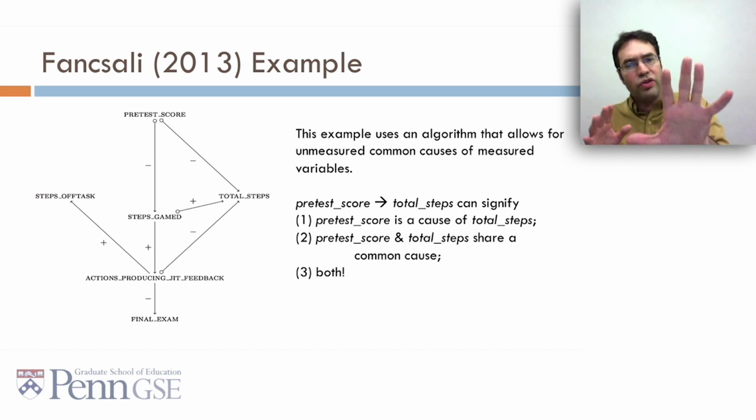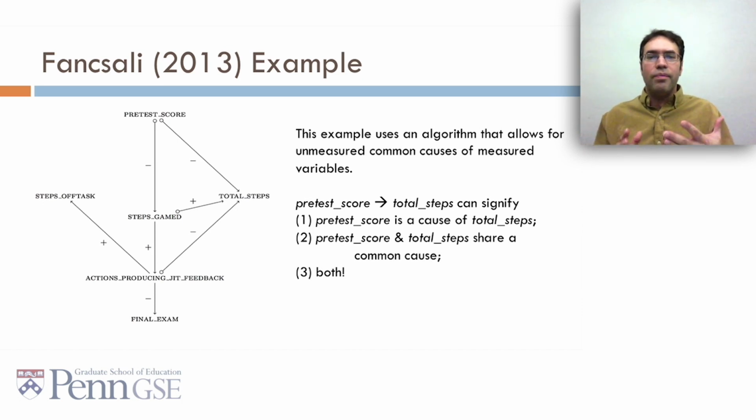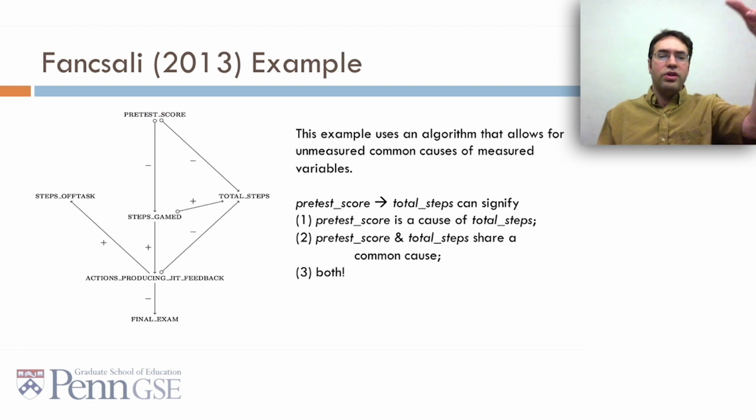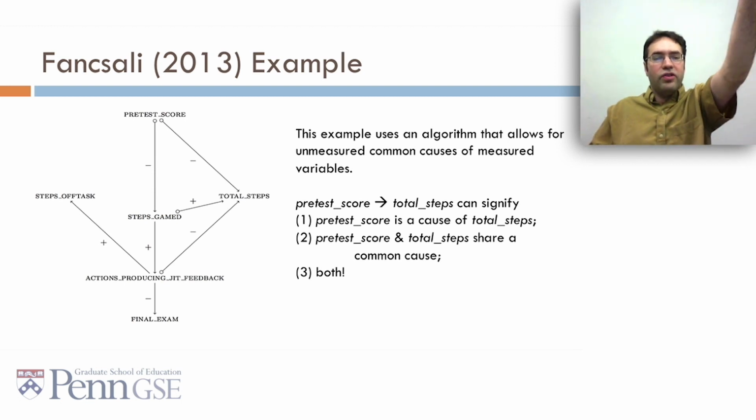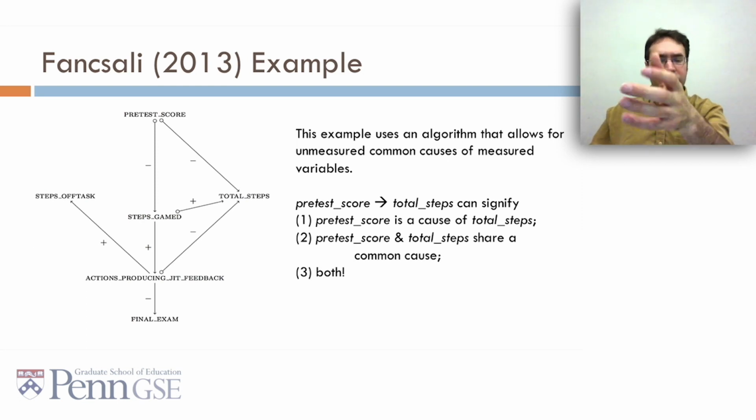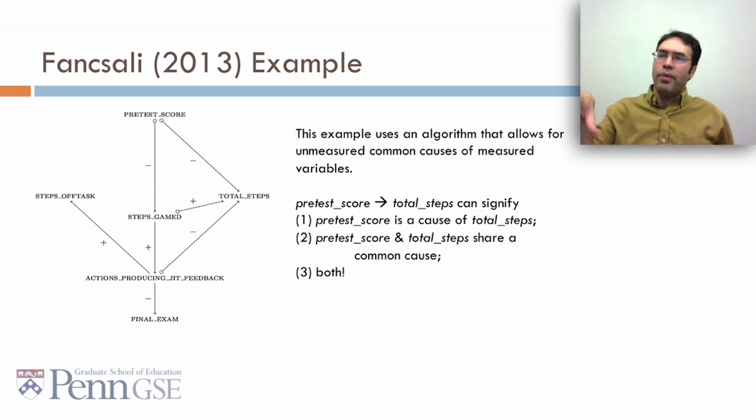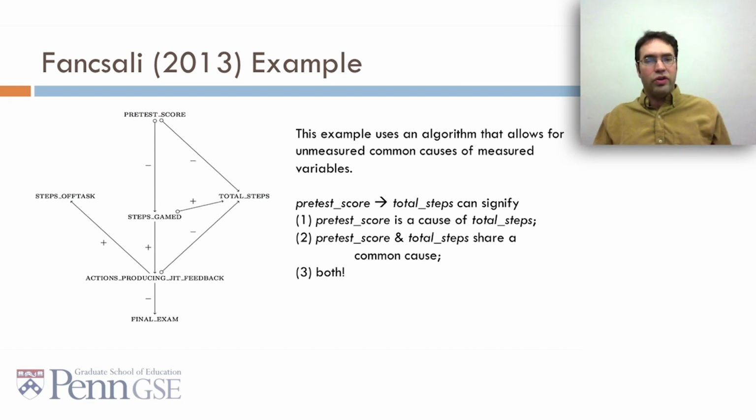So the important thing is, when you're looking at this kind of graph, or writing about it, make sure that you're very clear that the pretest score and total steps might be coming from the same common cause, as much as pretest score may be influencing total steps. This is an example of, you don't just want to publish a graph, you actually want to explain what the graph means, and to do that you gotta understand what you're doing.